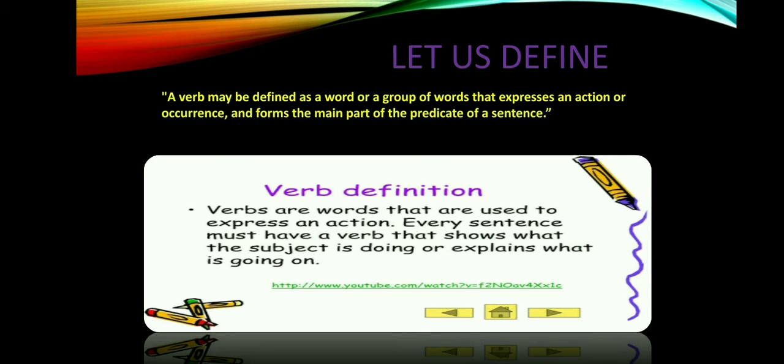Welcome to section 2 of verb. Dear students, in the last video, we have discussed the verb and various functions of verb. Let me remind you once again, a verb may be defined as a word or a group of words that expresses an action or occurrence and forms the main part of the predicate of a sentence. Verbs are words that are used to express an action. So every sentence must have a verb that shows what the subject is doing or explains what is going on.